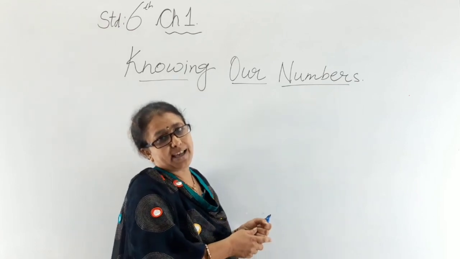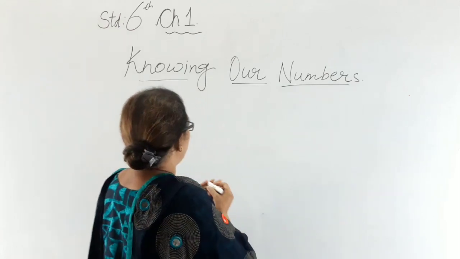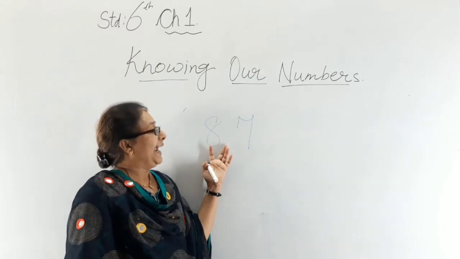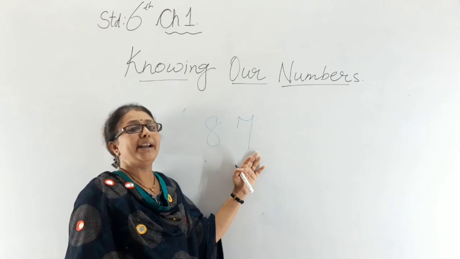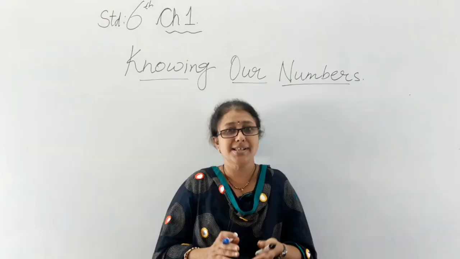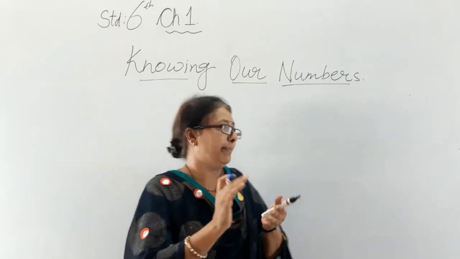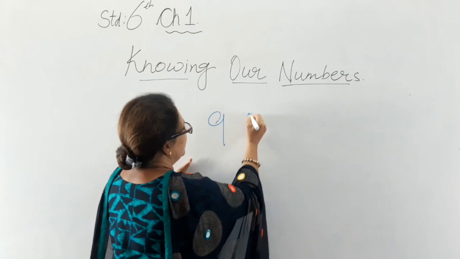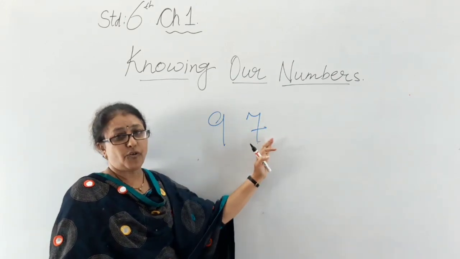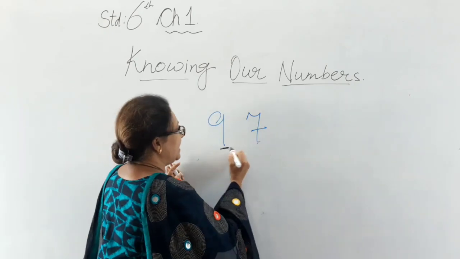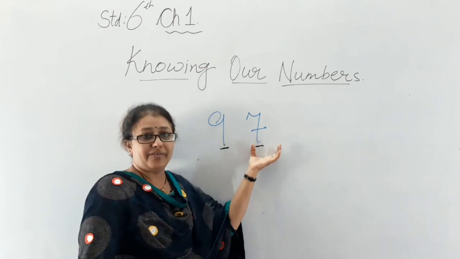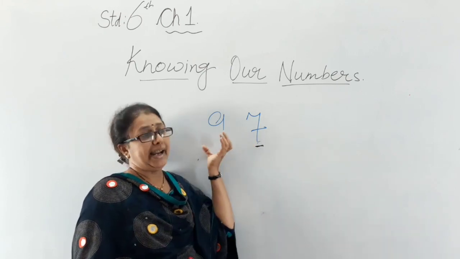Let me explain by giving you one example. For example, let me take the number 87. 87 is a number formed by two digits, 8 and 7. Another example, the number 97. Here the number 97 is formed by two digits, one is 9, the other is 7. So we can say that the digits 9 and 7 together make the number 97.